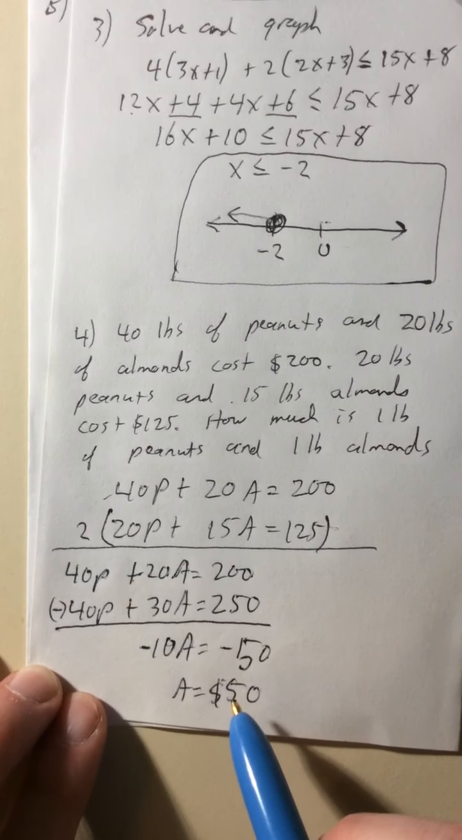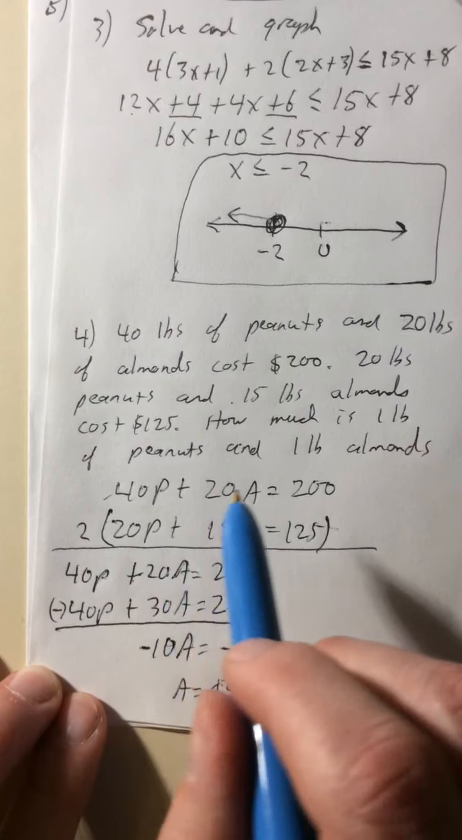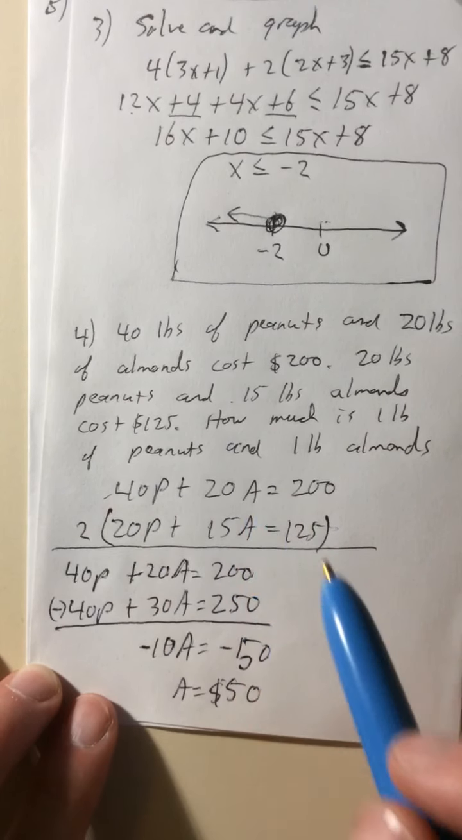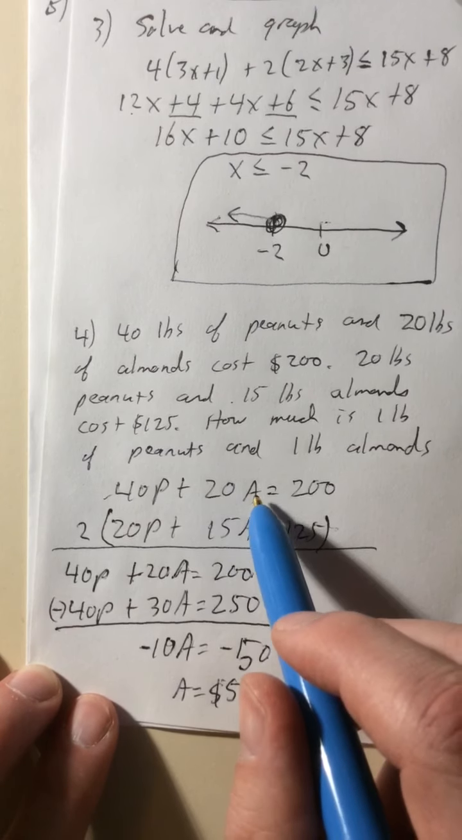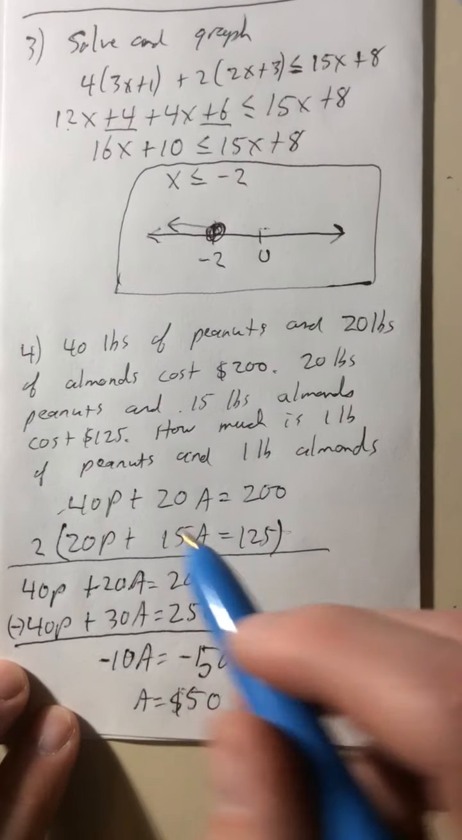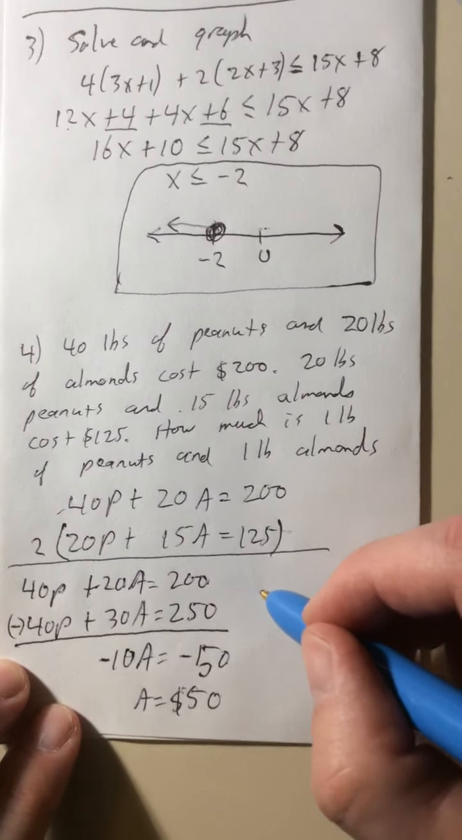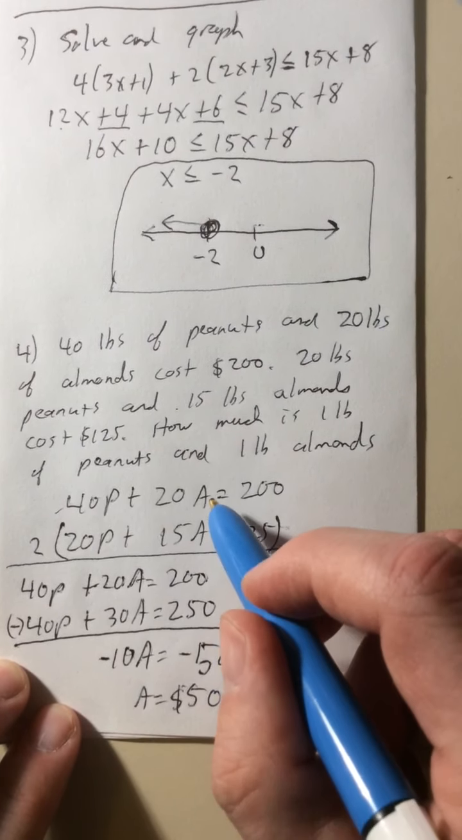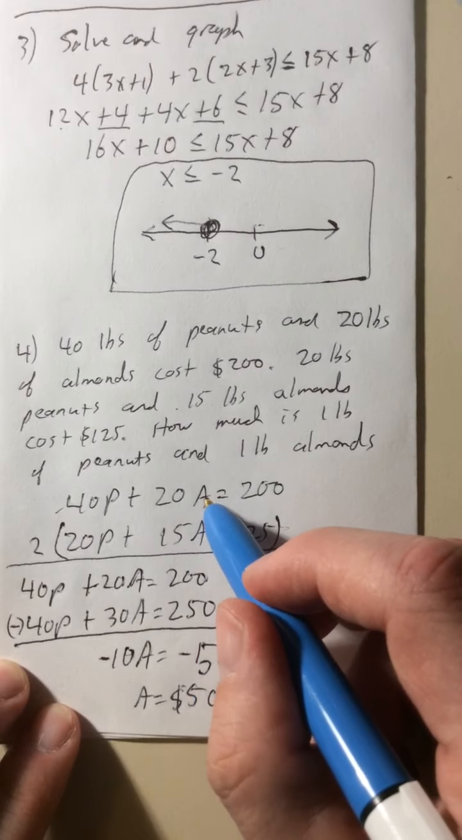And then we plug the 5 back into either of these two equations, the top one or the second one, it doesn't really matter. I'm going to plug it into the top one. So now we're going to have 40p plus 20 times a, where a is 5.